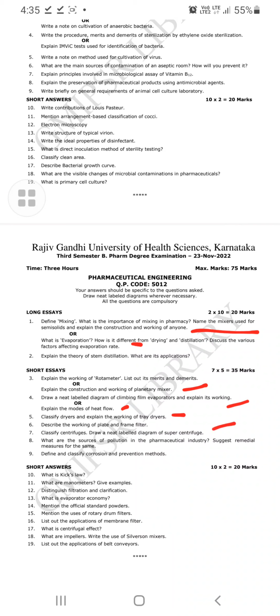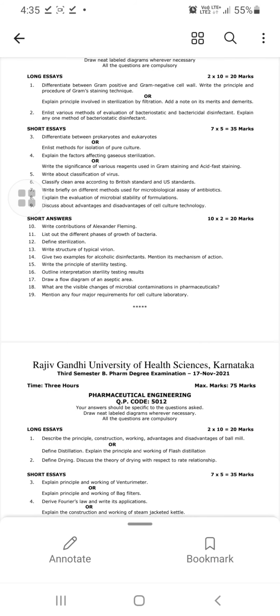Then you come for 8th question, what are the sources of pollution in the pharmaceutical industry? Many different sources of pollution are there. Now what are those, you have to write. And remedy, you have to write the measures, how to control it, that is also very important. Then define and classify corrosion and prevention methods, very important question, many times they ask corrosion and preventive measures.